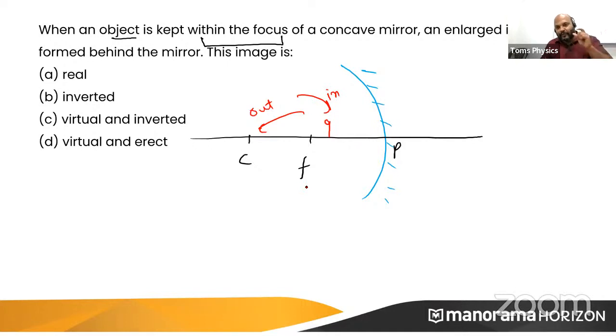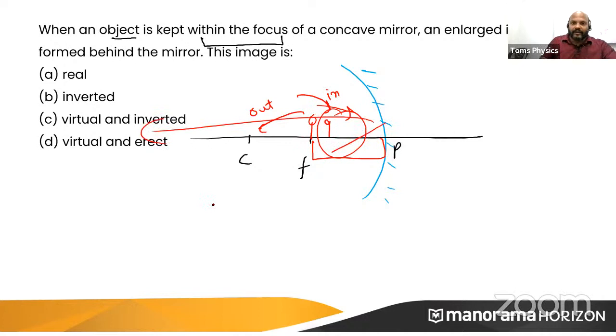A lot of students have made this mistake in the exam. They read this as within the focus, okay, wonderful, I'll put it here. And they got confused that the question doesn't make sense. So it is within the focus on this side, between the focus and pole. And in that case, we have learned that the rays after reflection will not converge again, will not meet again. They will form an erect image. It will be virtual and it will be magnified. So the correct answer is option D once more.